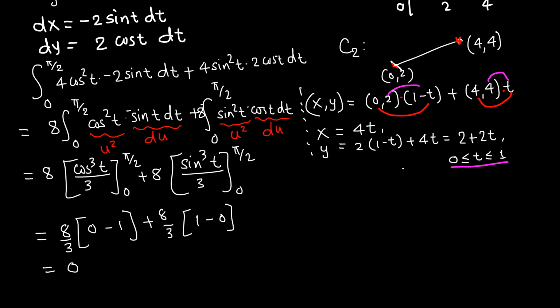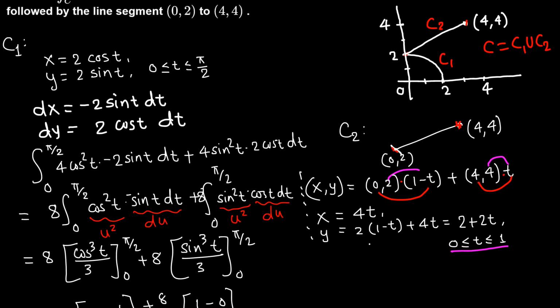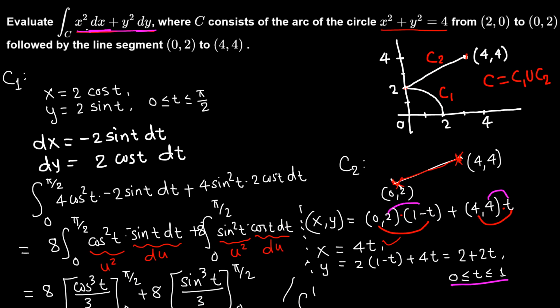Okay. So on C1 the integral is 0. Now we need to do it on C2, which is a line segment. From here to here we have this parameterization: x is 4t, y is 2 plus 2t, where t runs from 0 to 1, and then the integral here is from t equals 0 to 1. If we look at the question, we have x squared dx plus y squared dy.